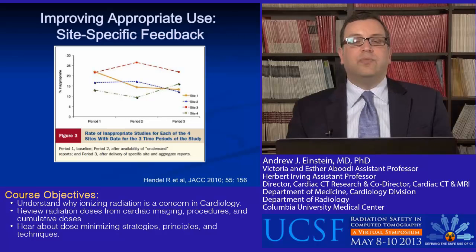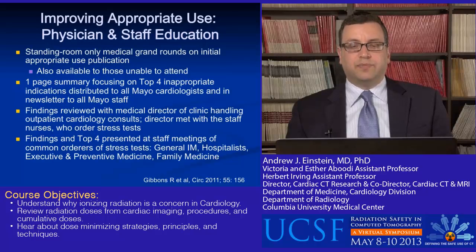How easy is it to improve appropriate use? Well, maybe more difficult than we might think. In the multi-center study, which we've discussed, they looked at 3 periods. 1, a baseline period, a second period after the availability of on-demand reports addressing appropriateness, and period 3 after delivery of site-specific and aggregate reports. And they found that in the 4 sites which they had data on for all of these 3 time periods, in general, there wasn't much improvement in appropriate use, except perhaps in 1 site. This was the case in the study from the Mayo Clinic as well.